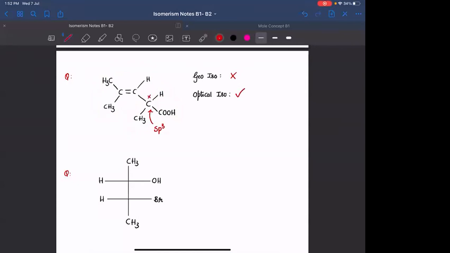How many chiral carbons do you have? You have only one chiral carbon. If you have only one chiral carbon, it will be optically active. In the same question, another option is given, tautomerism. They have given tautomerism. Can this molecule show tautomerism? Yes, sir.